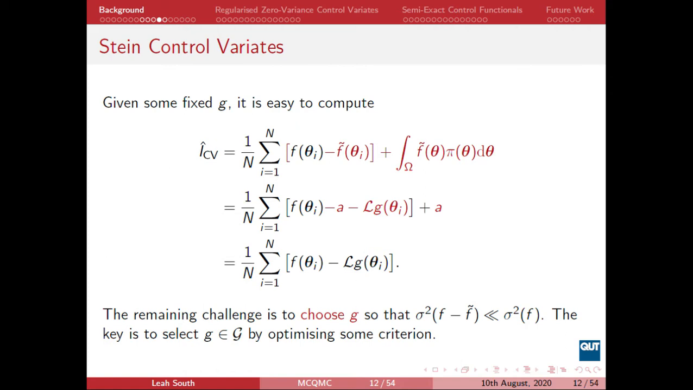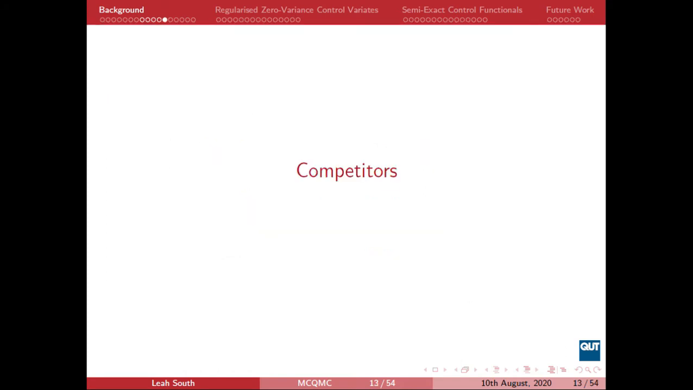So now we know we've got a zero expectation or known expectation. We can evaluate our control variate. So what's remaining is to choose our function g so that we get reduced variance estimators. And the key is to select g from some general class of functions by optimizing some criterion. Okay, so the competitors that exist are about how to choose your general class of functions g.